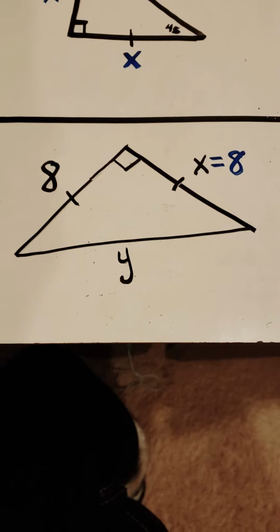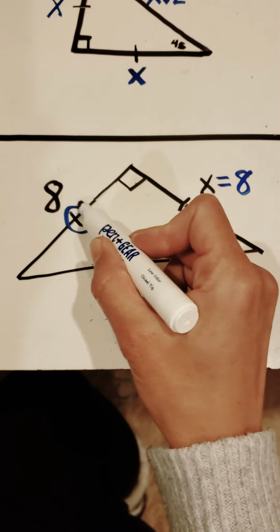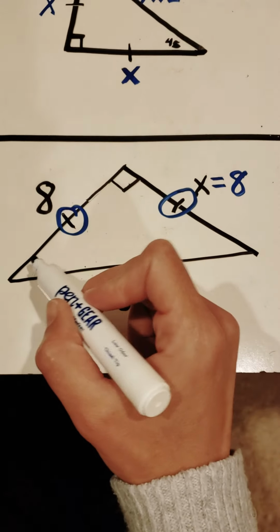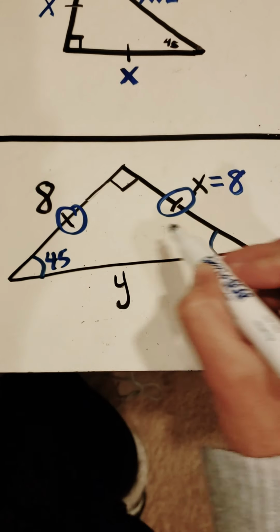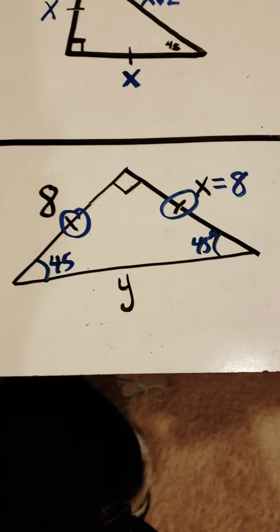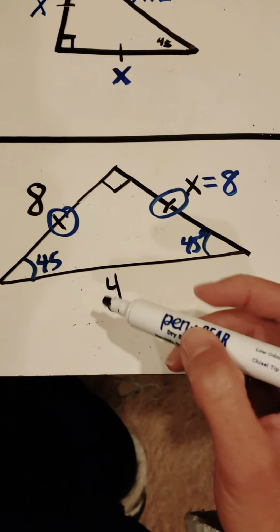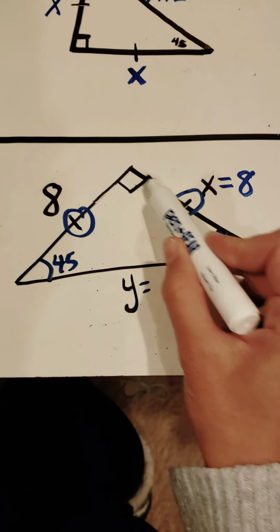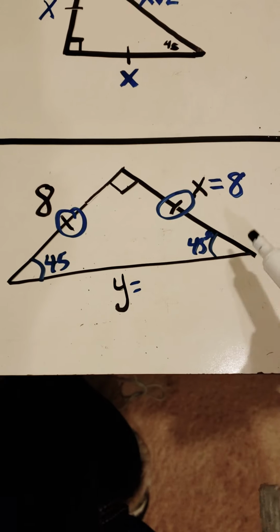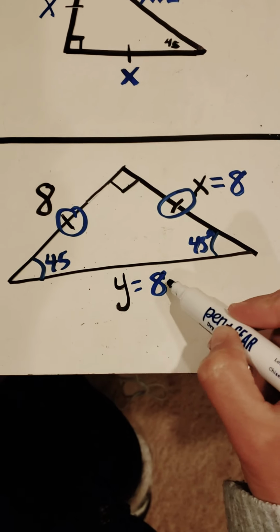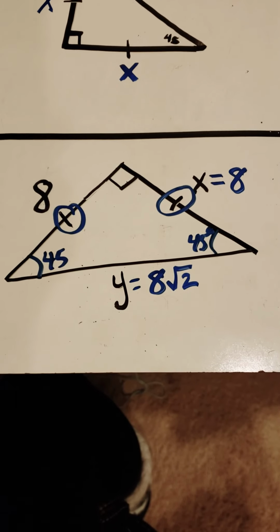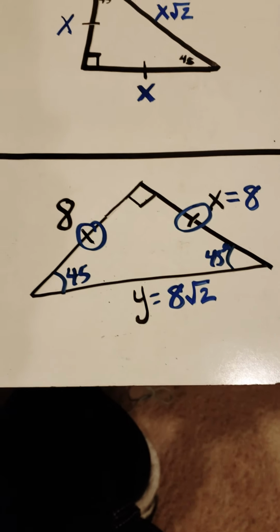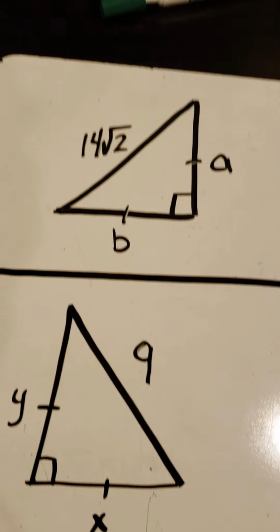Now because it's a 45, 45, 90, again, these are the clues that they're giving me, understanding that this length and this degree and this degree are going to be equal. Then I know my y is going to be my length here of the leg, so 8 times the square root of 2. And that's it, folks. All right, let's look at another couple of examples.